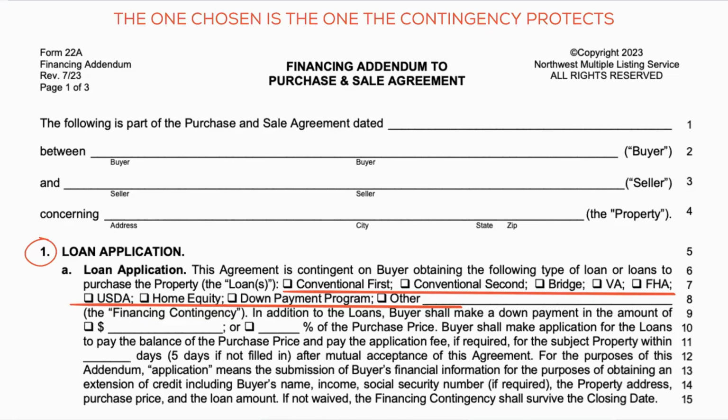If you happen to be using a government down payment assistance program, those also require an application and they need to be approved. So there's a space to do that on the financing addendum if you intend to have your buyer protected under this contingency. I'm not quite sure what you could put in the other category, but I'm sure there are reasons and other types of loans that are not listed on here. Just try to be as specific as possible.